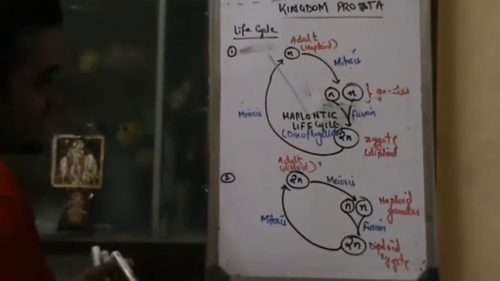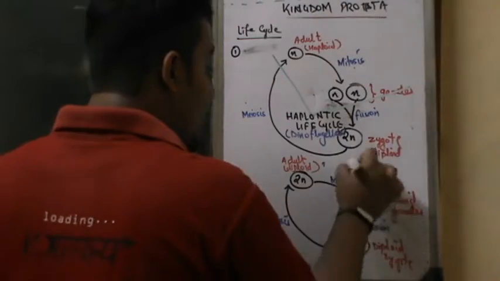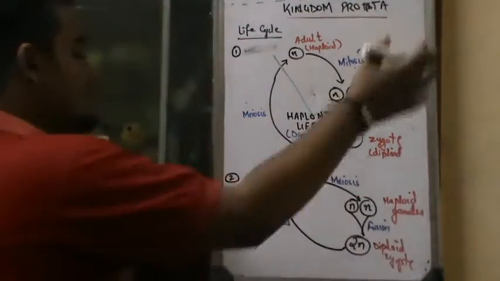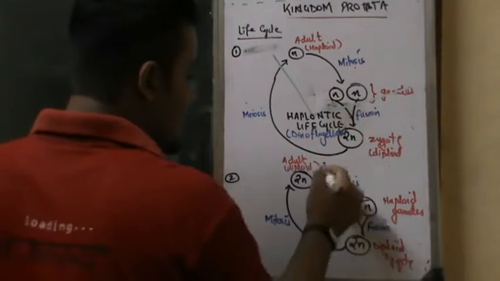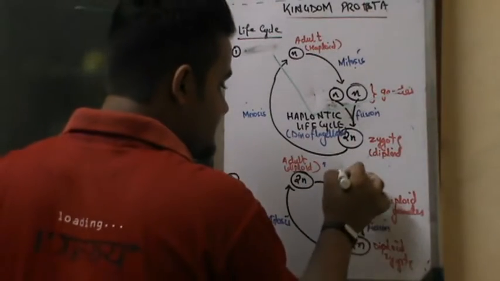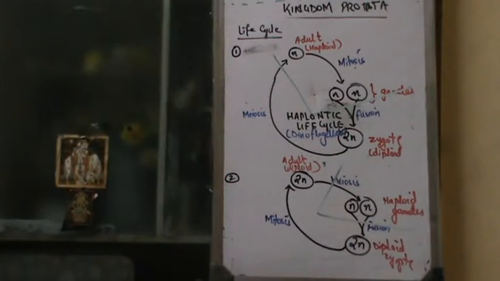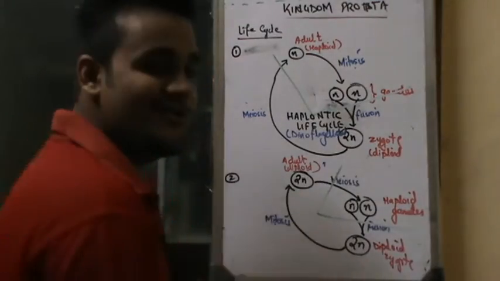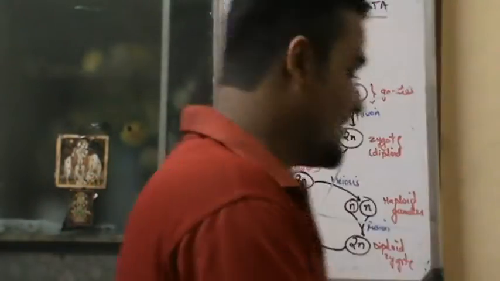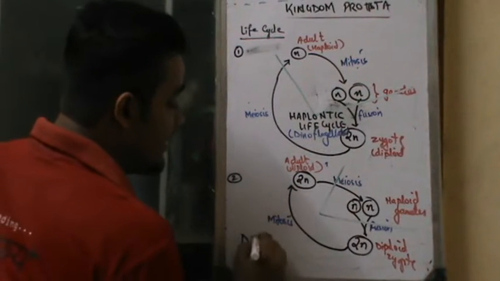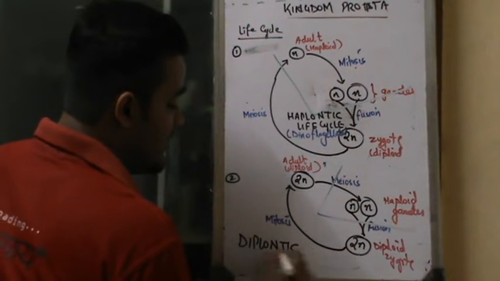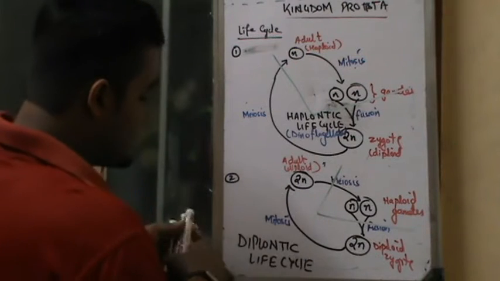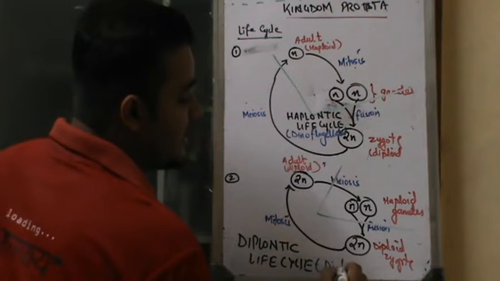Now tell me one more thing. This time, only the gametic part is going to be haploid. Other than that, the maximum part is going to be diploid, right? You can see, only this is the part which is haploid; other than this, the complete part is diploid. So what is the name of the cycle? It has to be nothing but the Diplontic life cycle, which is shown by diatoms.